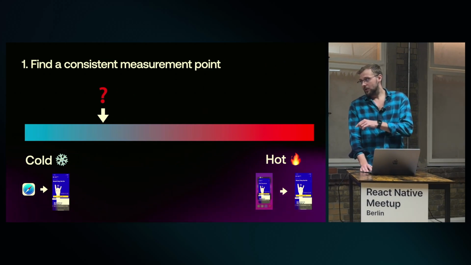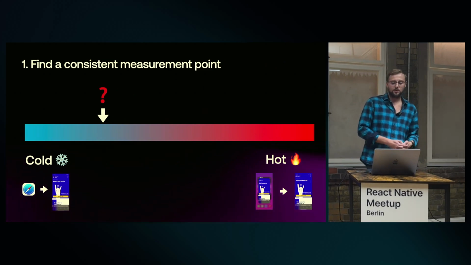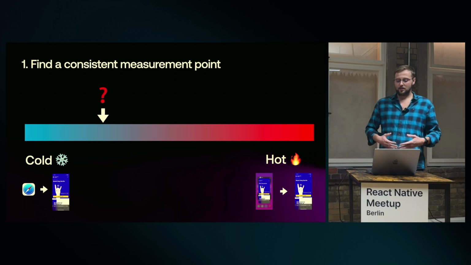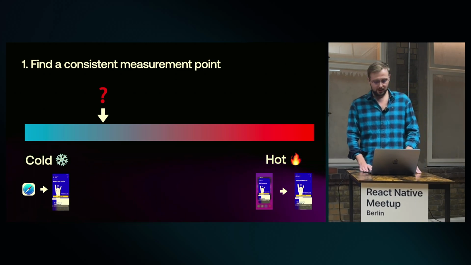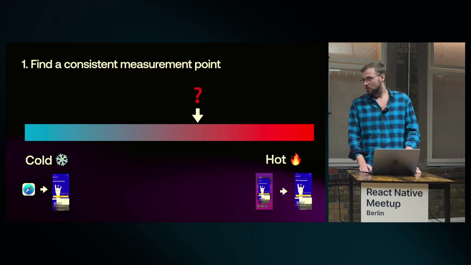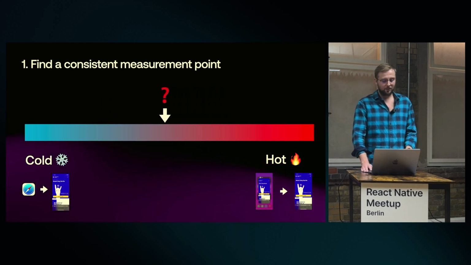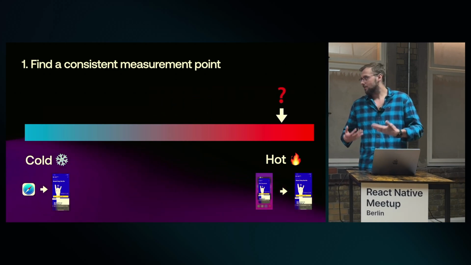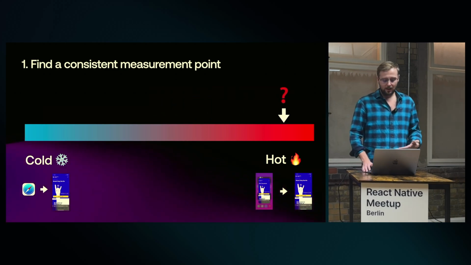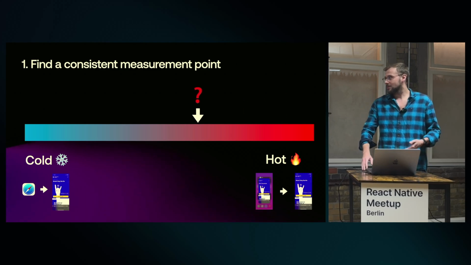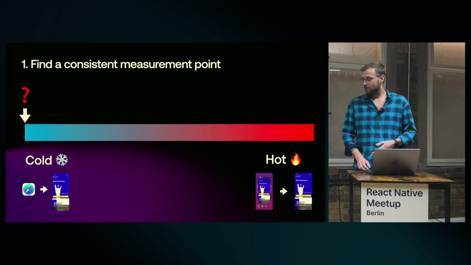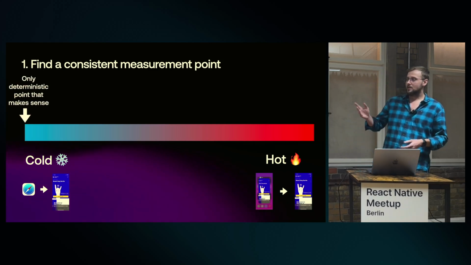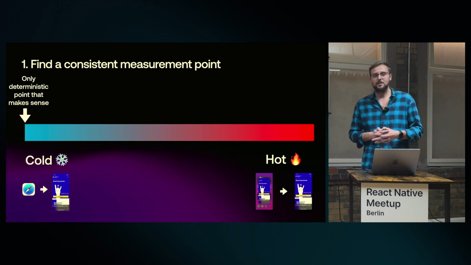So if we consider the spectrum from the first slide, we can get back to it and try to grasp a deterministic point on the scale. So where will it be? Are there any points that will give us consistent results on every device, on every platform? Yeah, so this is the only deterministic point that makes sense.